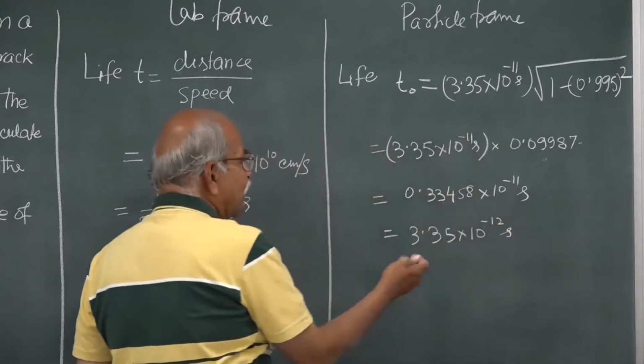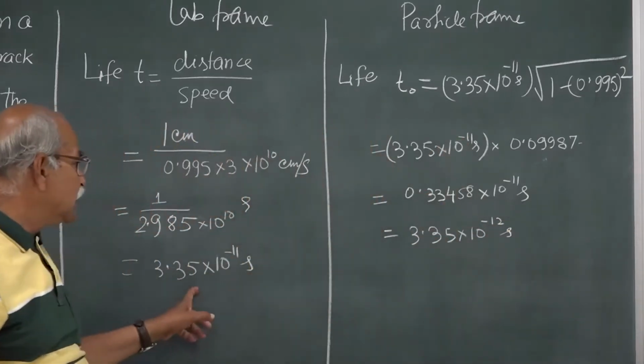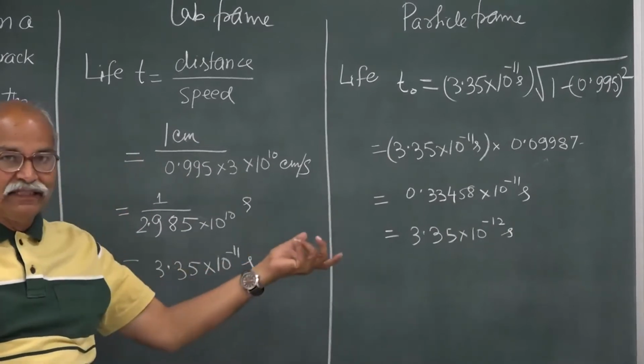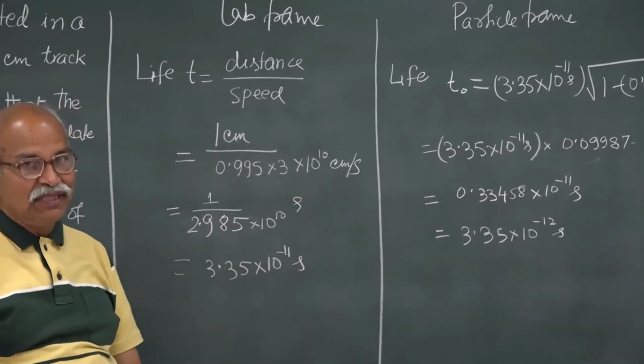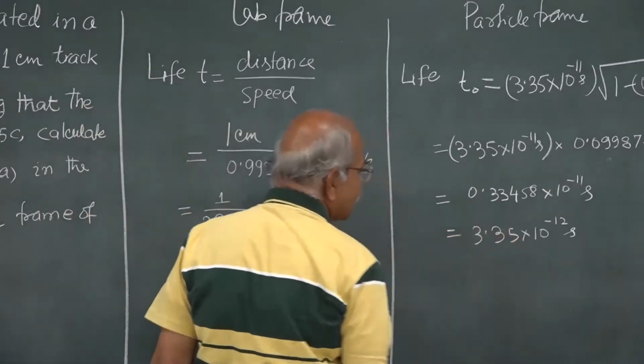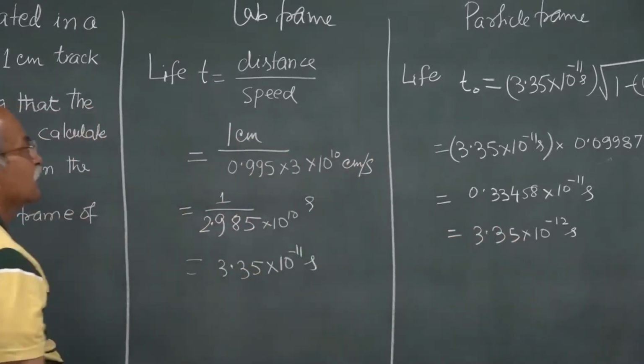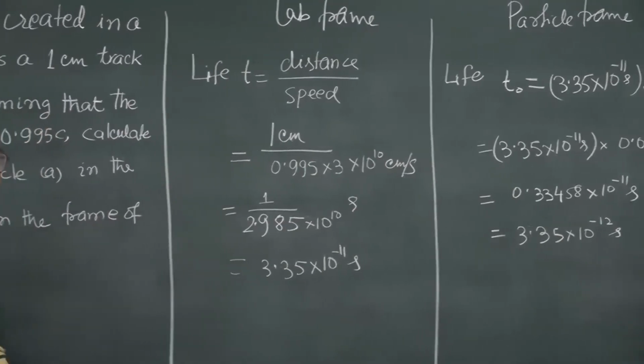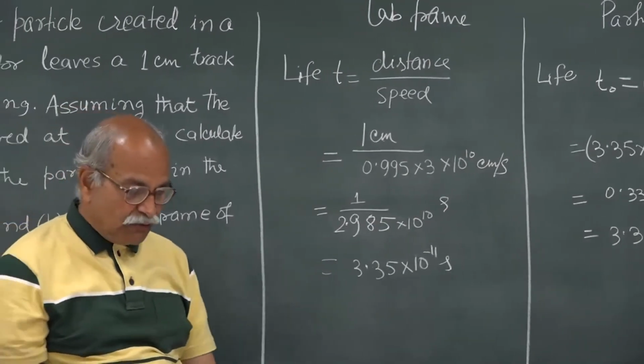So, almost a factor of 10. If you see here and you see here, it is a factor of 10. So, 10 times is smaller. This proper time interval is 10 times smaller than this. Okay. So, let us go for the next question.